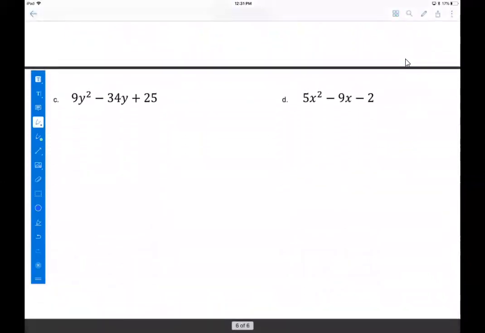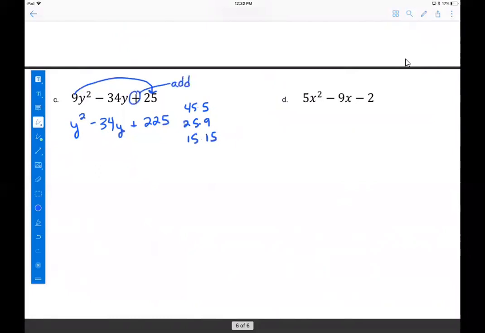All right, we're going to multiply again, 9 times 25. We're going to have y squared minus 34y plus 225. So for 225, I'll just list some possibilities that will give us 225. We're looking for the combination that's going to add to get negative 34. That combination is going to be 25 and 9. To get the sign negative, remember it is the same sign, so they're both going to be negative.